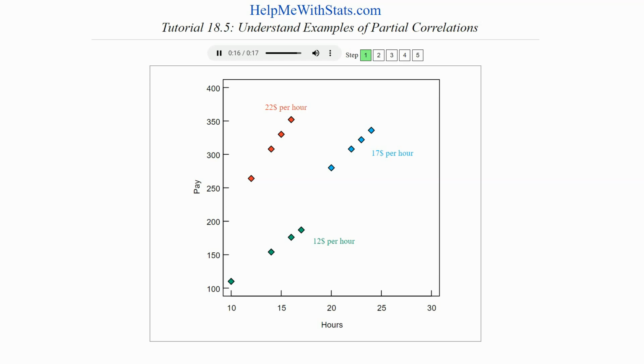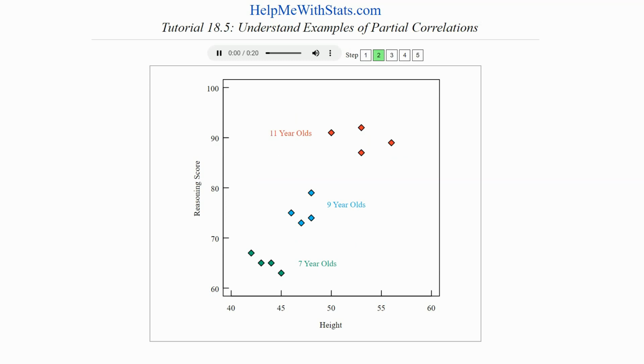There is a very strong correlation, 0.93, between the height and reasoning scores for a group of 12 children, all points in display. When we control for the 3 different age levels of the children, separated by color, the partial correlation between height and reasoning is near 0, minus 0.09.